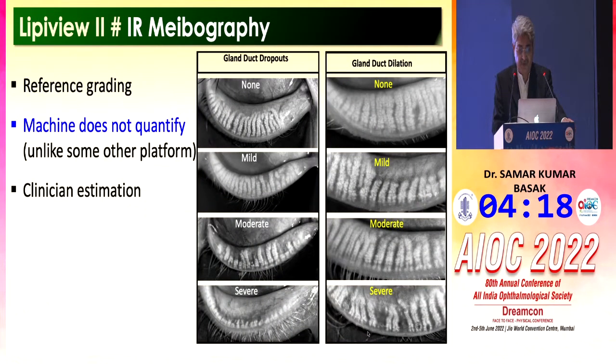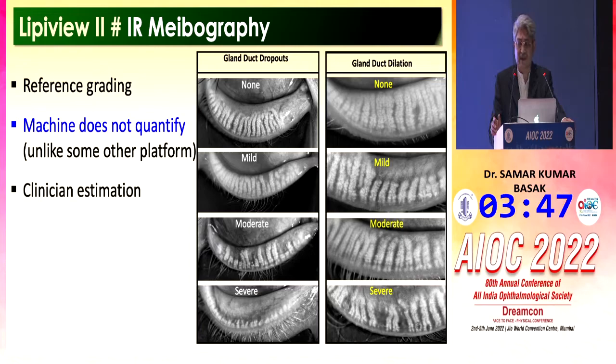So if you see this on the left side, the gland duct dropout classification, the top one is no dropout, the second one is mild gland dropout, the third one is moderate, and the lowest one is severe. And on the right-hand side, you will see the gland duct dilatation: no dilatation, mild dilatation, moderate dilatation, and severe dilatation. These are almost all clinical.